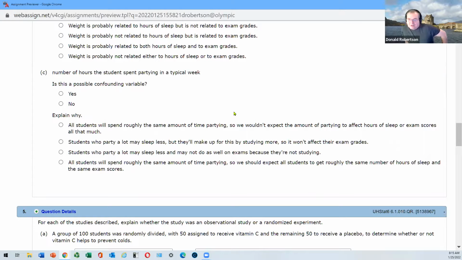Right, because if you spent a lot of time partying, aren't you probably not going to get a lot of sleep? Also, if you spend a lot of time partying, you're not studying, so you probably aren't going to do well in the exam as well. So a confounding variable, there's an example of one, in my opinion.